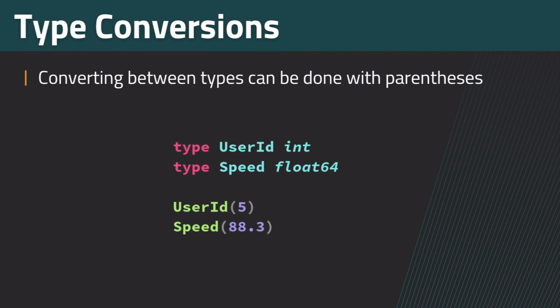We can also convert between different types using parentheses. So here we have two type aliases. One for user ID, which is an integer, and one named speed, which is a float64. If we wanted to create a new user ID, we just supply the name of the type, some parentheses, and then the underlying value that we can use. Since 5 is an integer, we'll be able to create a user ID. The same thing goes with speed. We have the word speed, parentheses, and then we have a floating point value within the parentheses, and that will create a new type of speed.